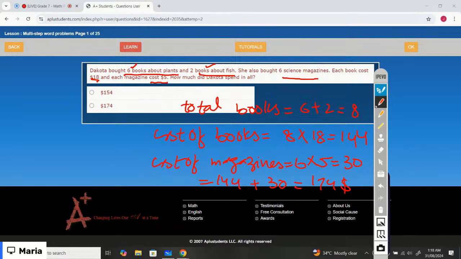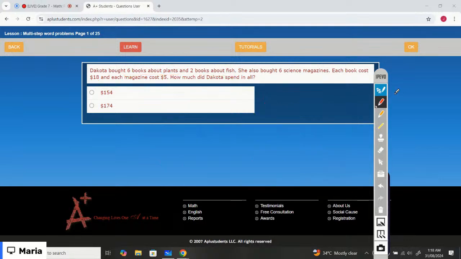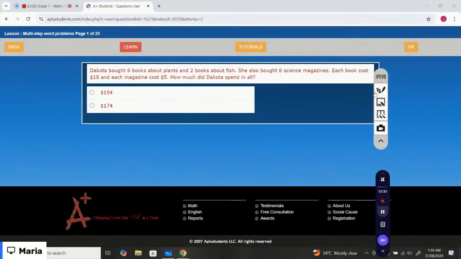That is option number 2. Got it? The correct option is option number 2. Option number 2 is the correct option. $174 it is.